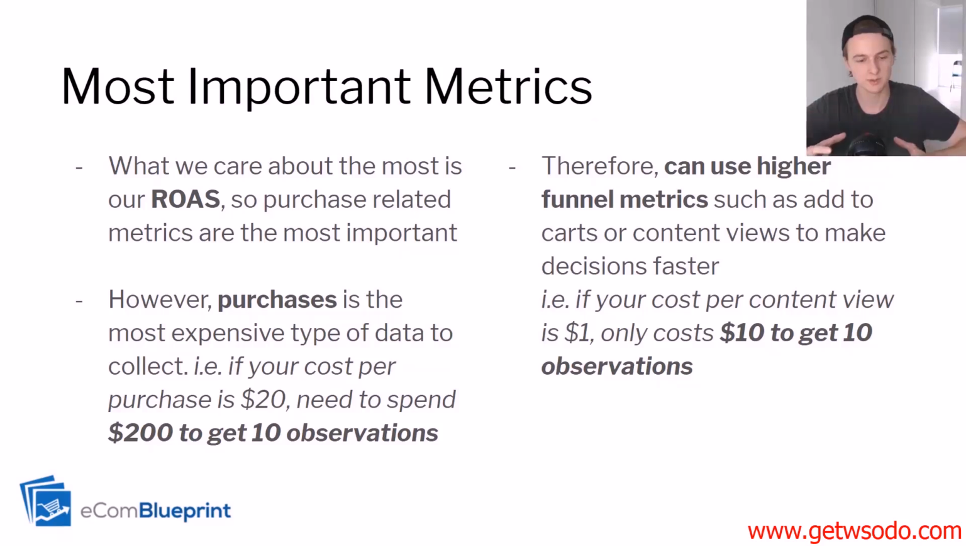So what we care about the most is our return on ad spend, right? Return on ad spend is the total value of all the purchases that you've generated from the ads divided by the amount spent, so the return on your ad spend. And that's what we care about the most at the end of the day. Like if you have a high CPM, but you have a really good return on ad spend, you don't really care about the CPM, right? What you care about is the return on ad spend. And so purchase related metrics are the most important: return on ad spend, cost per purchase, and so on.